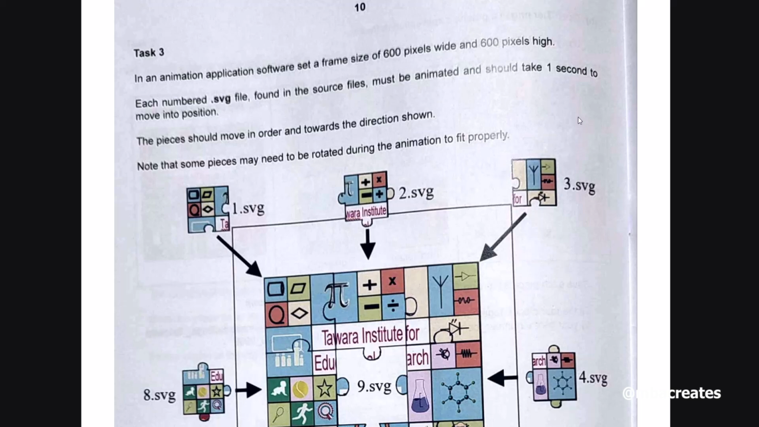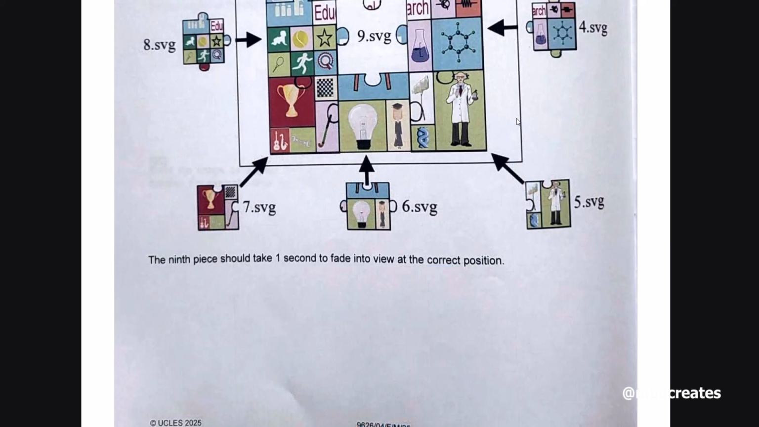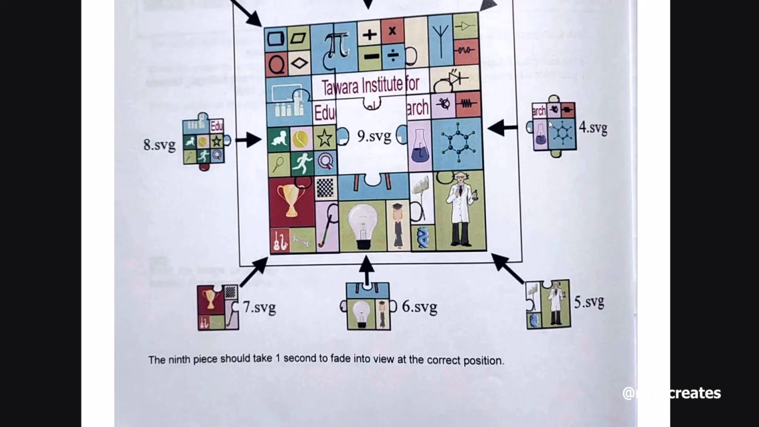In an animation application software, set a frame size of 600 pixels wide and 600 pixels high. Each numbered SVG file found in the source files must be animated and should take 1 second to move into position. The pieces should move in order and towards the direction shown. Note that some of the pieces need to be rotated during the animation to fit properly. The ninth piece should take 1 second to fade into view at the correct position.